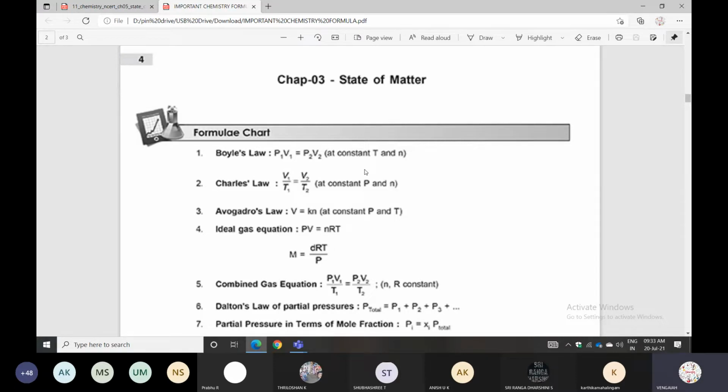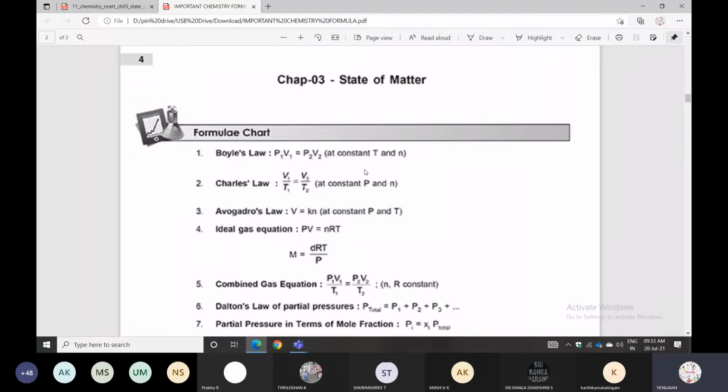Next one we have Charles law. Charles law formula: V1 by T1 equal to V2 by T2, at constant pressure and number of moles. So Boyle's law formula, Charles law formula. Next one you can write down Avogadro's law formula, at constant pressure and temperature: V equal to Kn.